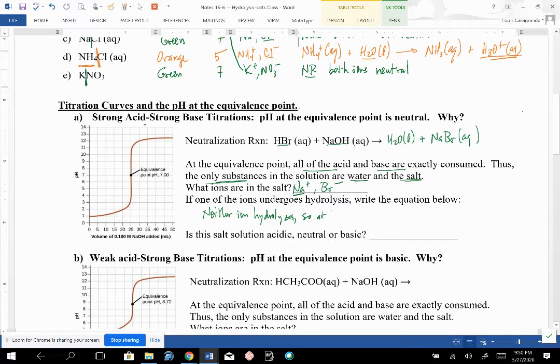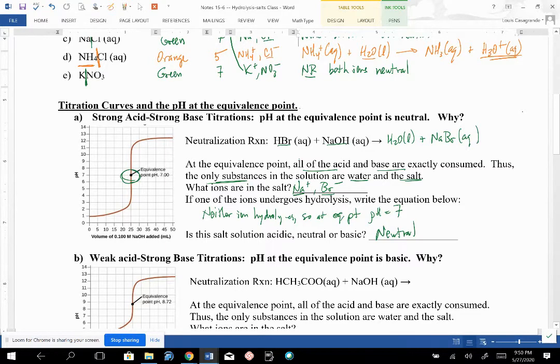So at the equivalence point, the pH is equal to 7, and we have a neutral solution. All right, we've got the conjugates of a strong, conjugate of a weak. Conjugate of, both of them conjugate of strong, I'm sorry. And so neither one is going to hydrolyze. And so we'll get the pH of 7.